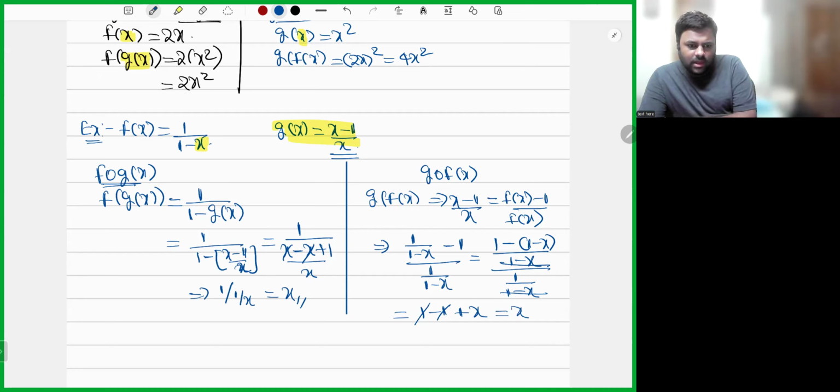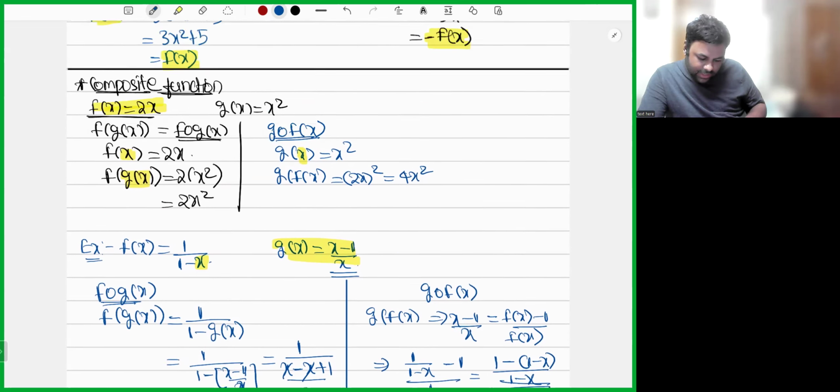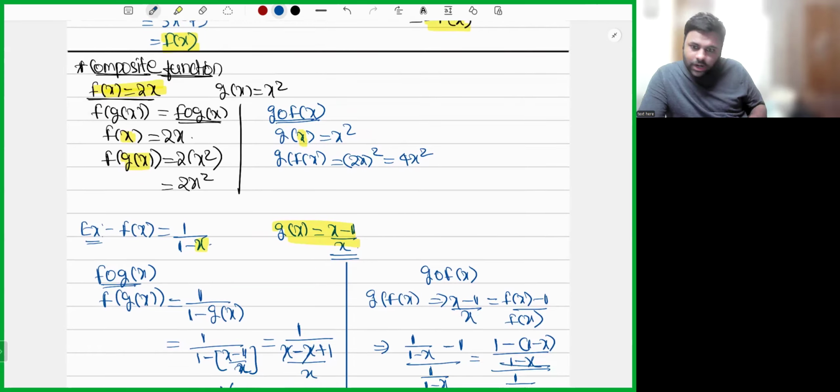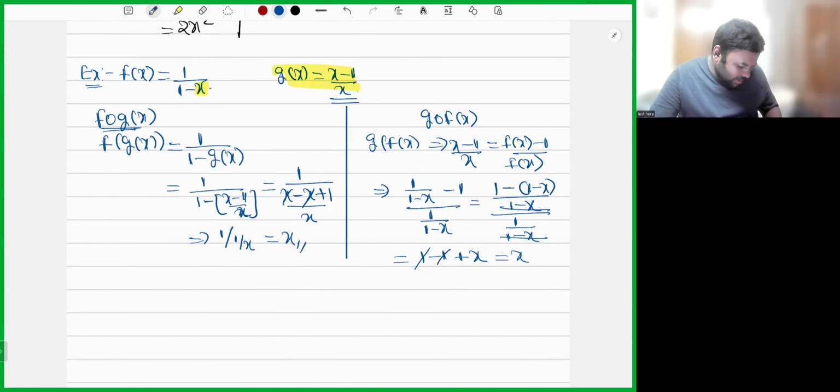Okay. Sir, will f of g of x and g of f of x be same? No, it's a coincidence. Like in this example where they're same, 2x square and 4x square, no, right? So sometimes it may happen, sometimes it will not. So don't worry about that. There's no rule that compulsory it should happen.